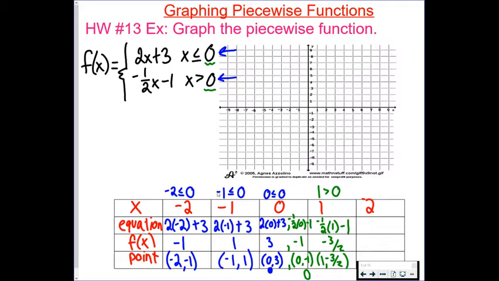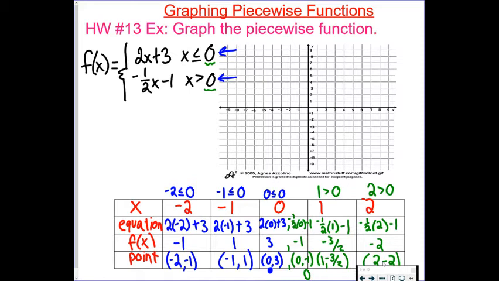And then 2. 2, is it plugged into the top or the bottom interval? The bottom. 2 is greater than 0. Negative 1/2 times 2 minus 1. Negative 1/2 times 2 is negative 1. Minus 1 is negative 2. And that's our ordered pair: 2, comma, negative 2.